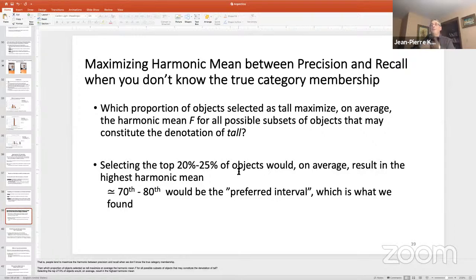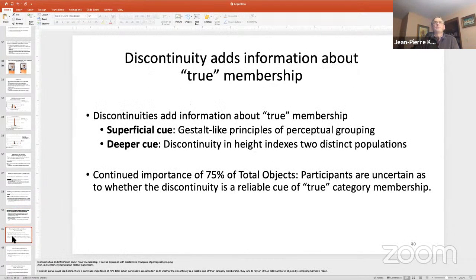And if you assume that this is what people are doing, then you can assume that our participants were rational. They basically made the best decision they could, given the task, they had to select the tall objects, and given the lack of information, and therefore the uncertainty under which they were operating.